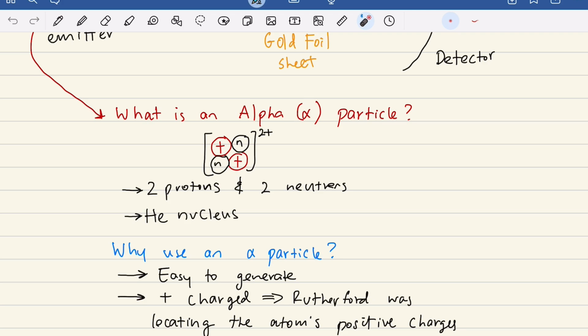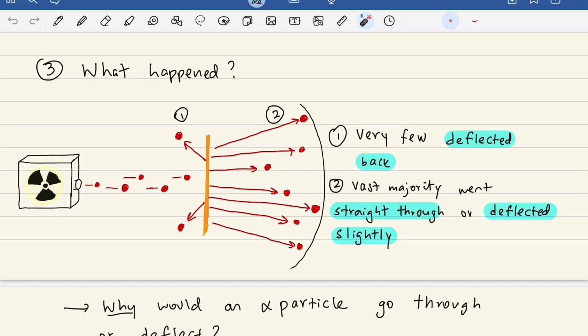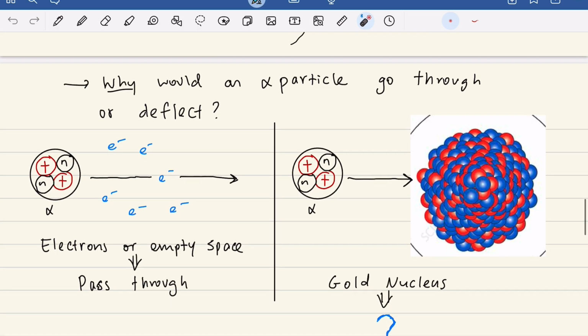So, what happened? Well, the vast majority of the alpha particles that Rutherford shot at the foil either went straight through with absolutely no deflection at all, or were just minimally deflected, and just a very small proportion of the particles actually deflected backwards, so towards his radioactive emitter. So to explain this, let's look at how an alpha particle would interact with either a negatively charged part of the atom or a positively charged part of the atom, which we know today as the nucleus, the gold nucleus.